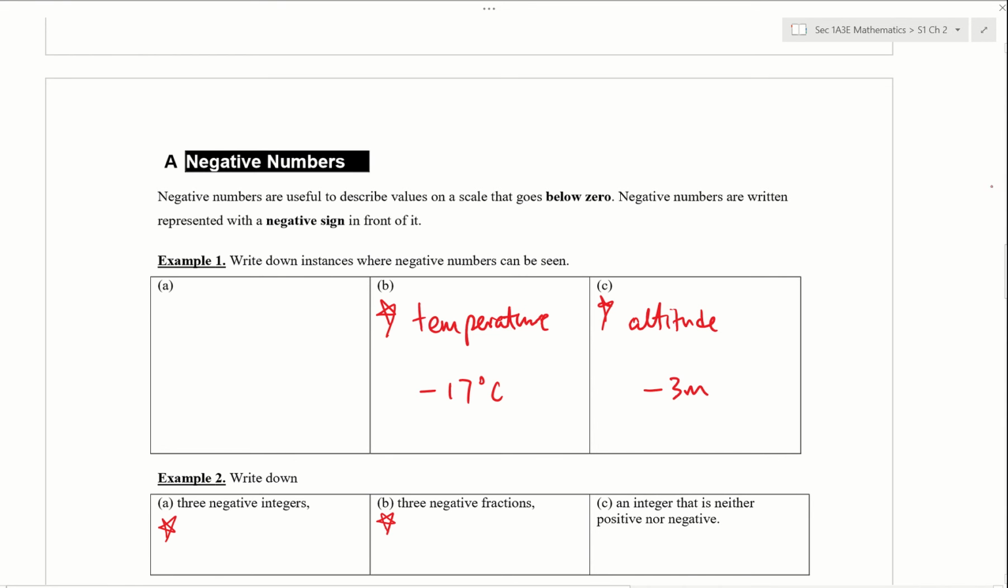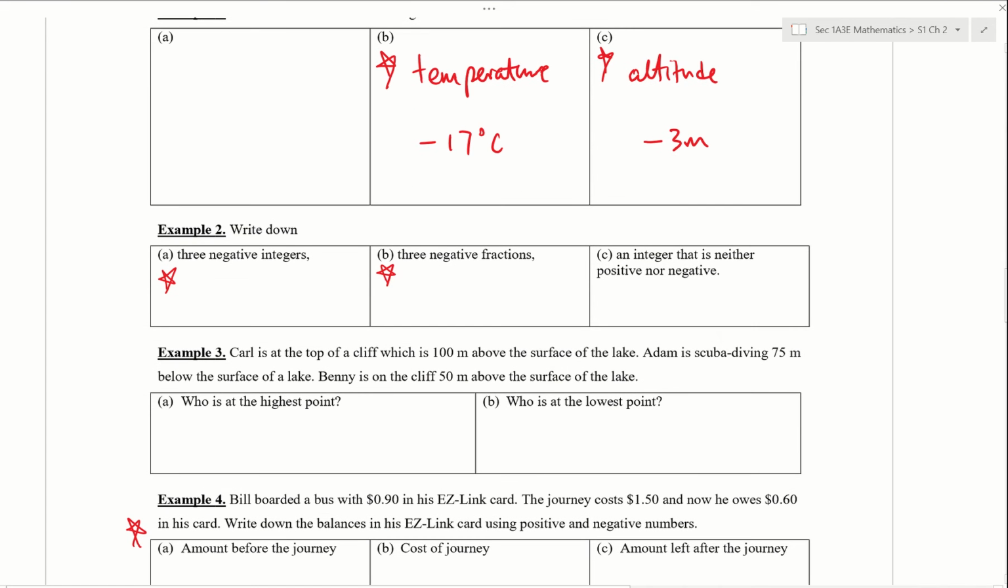Okay, now, write down 3 negative integers. Very easy. What are integers? For those who didn't watch the video, you'll be wondering what integers are. Those who watched the video, you know the examples of integers. So give me 3 negative integers. For example, -100, -82, -3. These are negative integers, examples only. I'm sure you have some other examples that are different from mine.